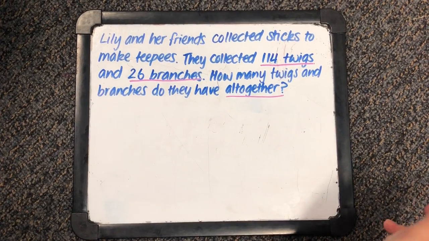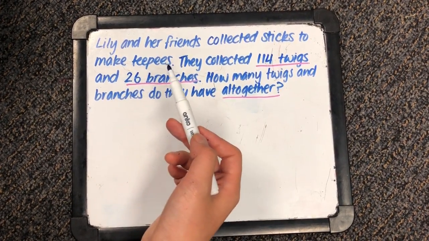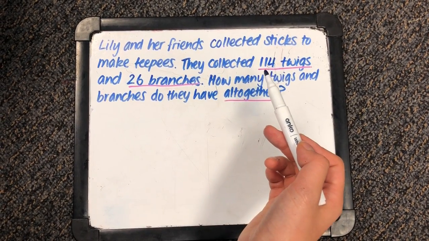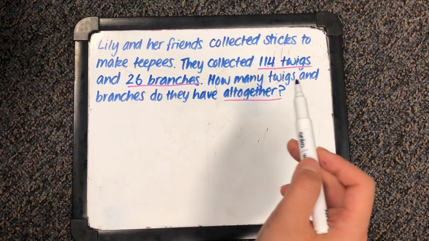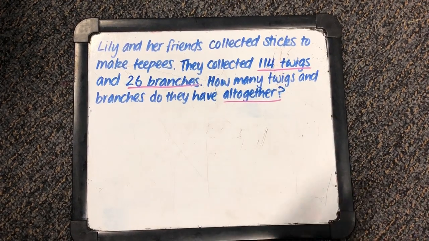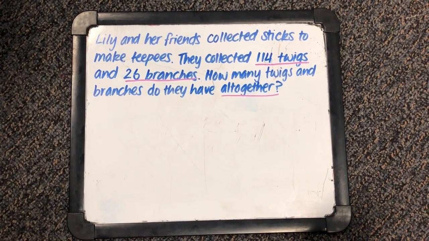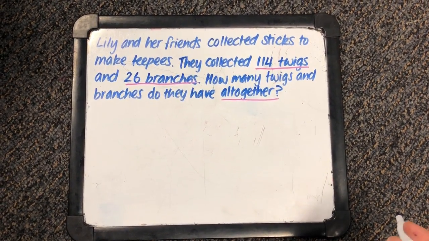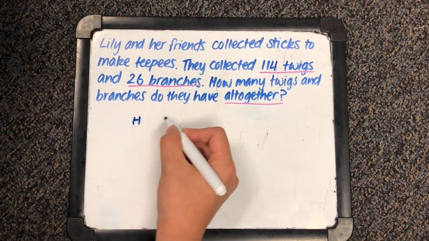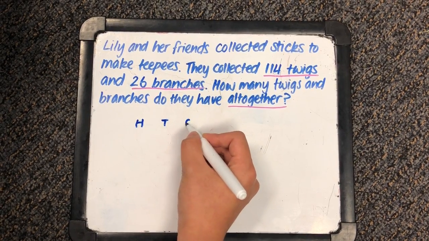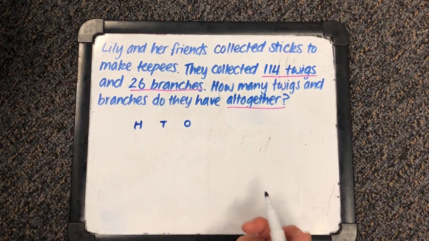Here's a word problem. It says, Lily and her friends collected sticks to make teepees. They collected 114 twigs and 26 branches. How many twigs and branches do they have all together? Now I know because of the words all together that we're doing an addition problem. So I'm going to write out my place value again, hundreds, tens, and ones. And then I'm going to write out my numbers.